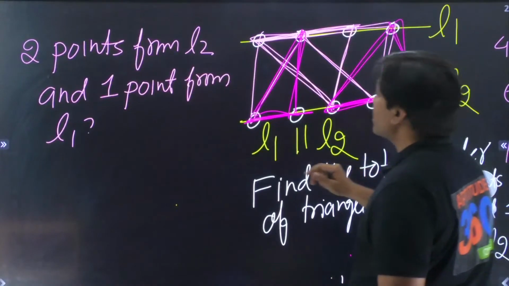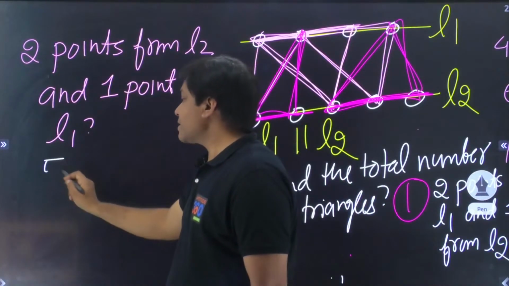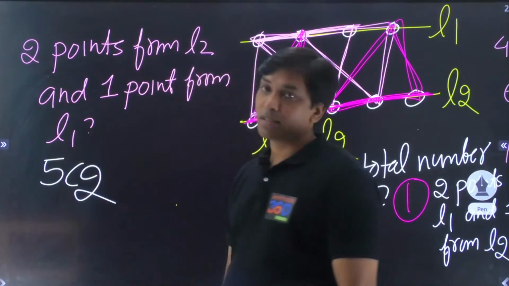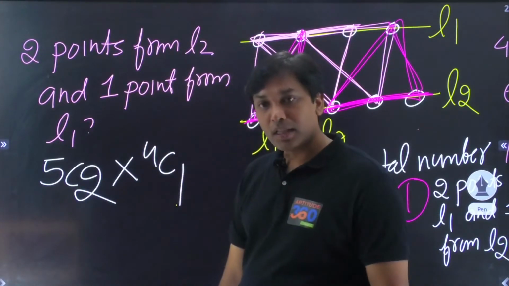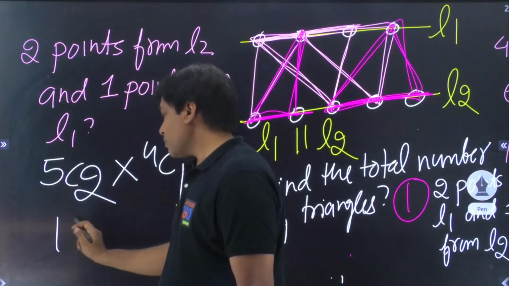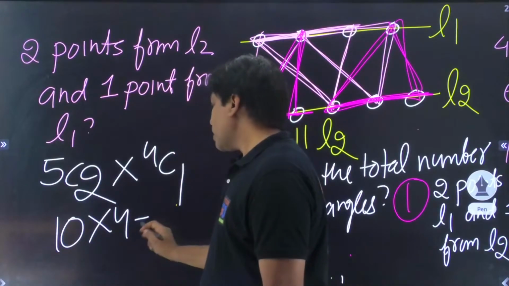क्या करेंगे? 2 points from L2, how many? 5 points में से you have to choose 2 points and out of 4 points you will have to take 1. So 5C2 is what? If you simplify 10 and this is 4, what is this? 40.